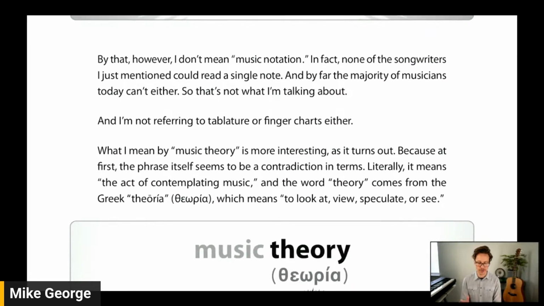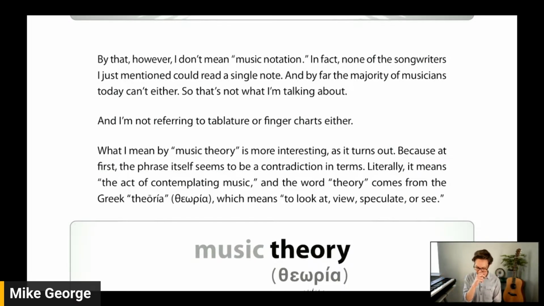By that, however, I do not mean music notation. Sidebar, emphasize, do not mean music notation. And that will become increasingly clear as we get through the course, especially in part 3. We really dismantle music notation and show how it is not music theory at all. So definitely keep them separated. All right, sidebar complete there.